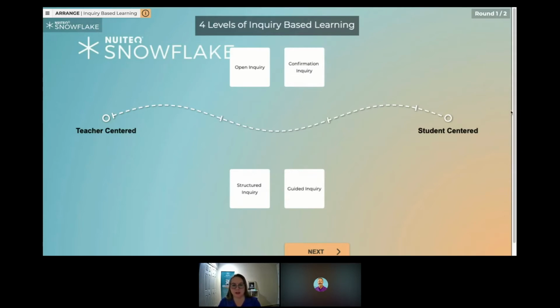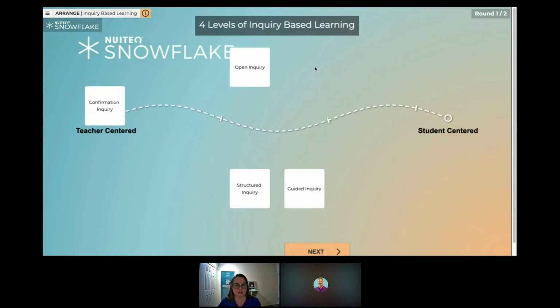When we talk inquiry-based learning, it is a very question-driven task. It's a learning style where, like I said, students will be solving real-world problems or answering questions or coming up with a solution. So from a teacher-centered approach all the way to a true open student-centered approach, we're going to look at the different levels of inquiry-based learning.